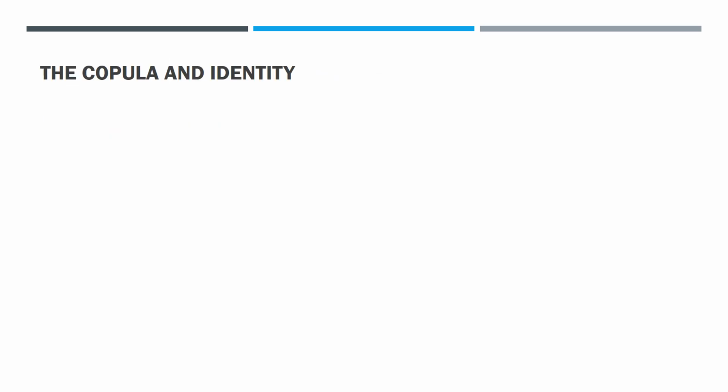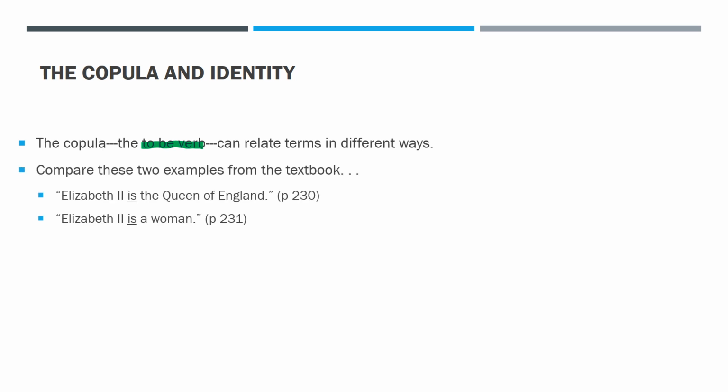Let's talk a little bit about the copula and its relation to identity. Now here, all things do depend upon what the meaning of is. The copula, which is the to be verb, can relate terms in different ways. The to be verb is usually of the form of is, or is not, or are not. Compare these two examples from the Suppes Hill textbook.